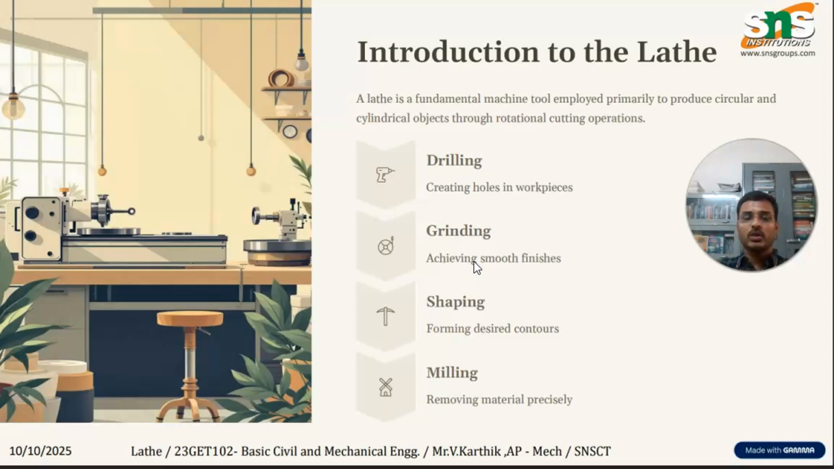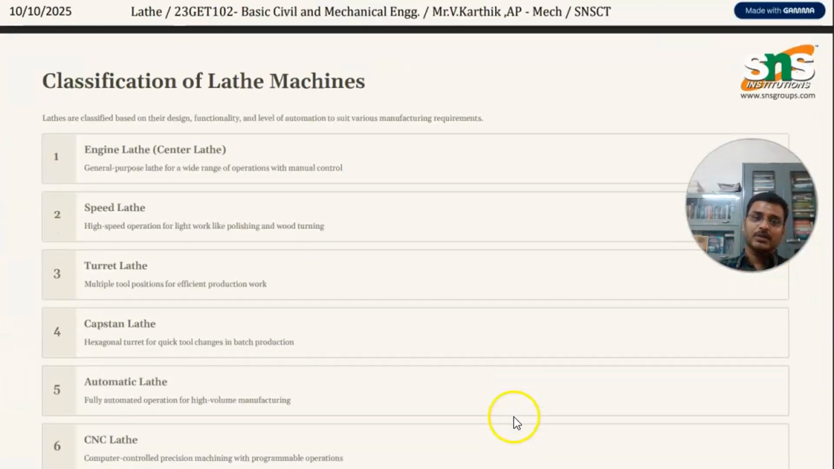Drilling is nothing but making a hole in any of the workpiece. Grinding is to give a smooth finish, shaping is forming desired contours, and the milling is removing material precisely. And then the next one is the classification of lathe machine.